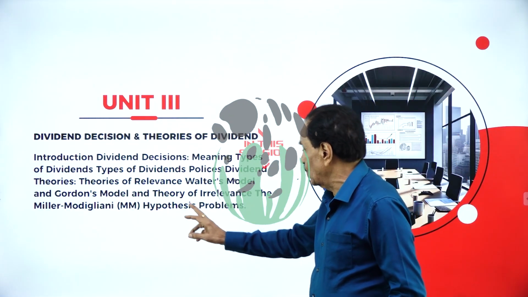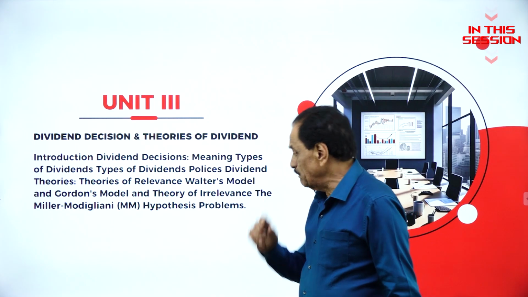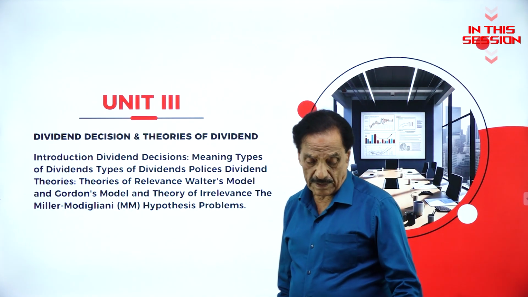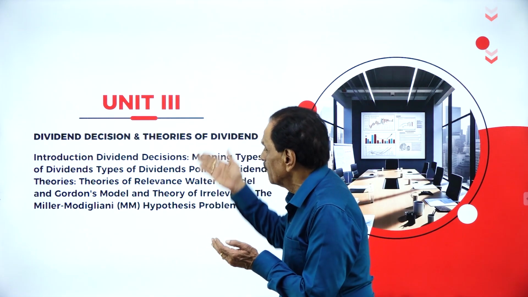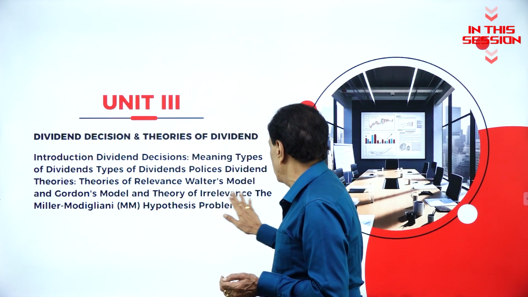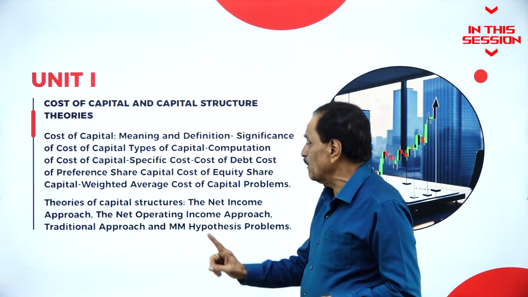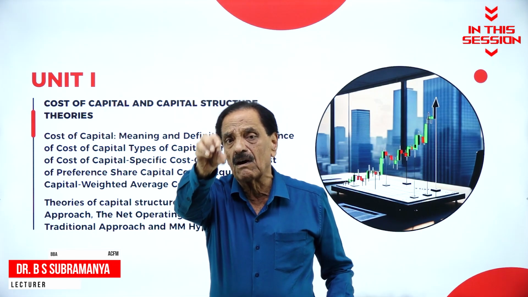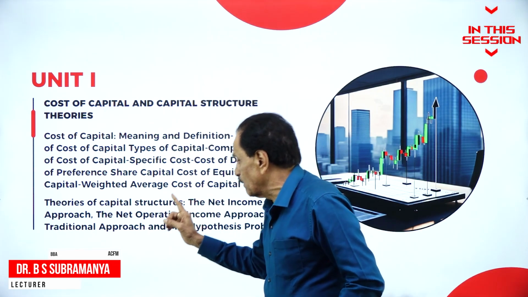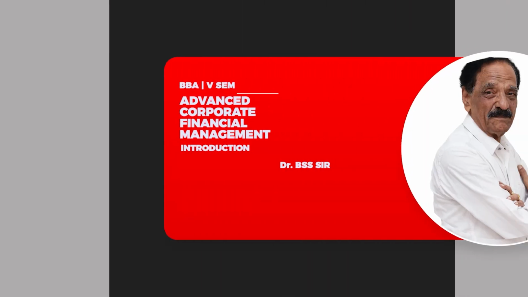Generally, they will ask the question on Walter's model and Gordon's model. Sometimes they may go on hypothesis. We are going to study dividend theories: Walter's model, Gordon's model, and the theory of relevance, along with the hypothesis problem. Net income approach and net operating income, they will give both. Each one will get 5 marks.